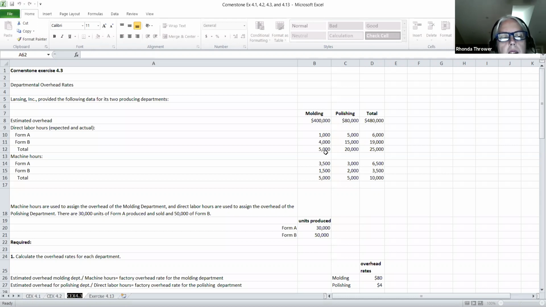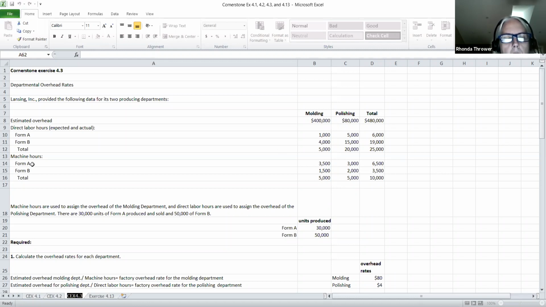And then they did a subtotal of the direct labor hours for both products. Both products take 5,000 direct labor hours in the molding department, 20,000 direct labor hours in the polishing department. And the 2 of these are added together to get 25,000 direct labor hours for both departments.